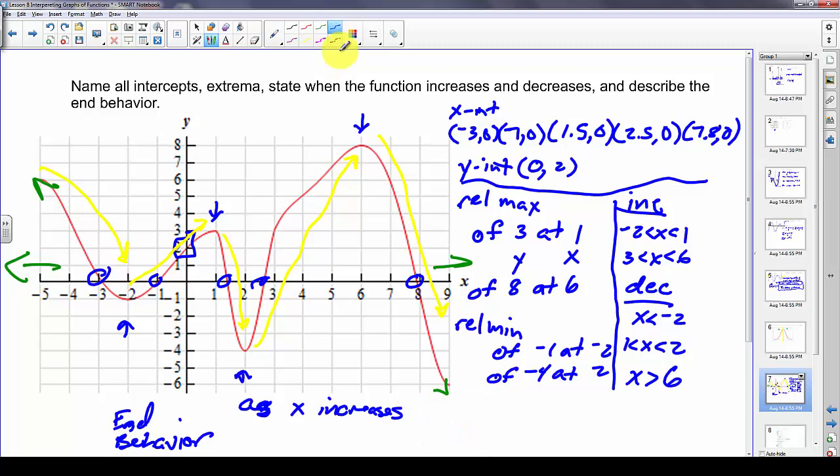So back to our end behavior. As x increases, it appears that y is going down. Y decreases. And as x decreases, again I'm talking about the left side of the graph, it appears that y is increasing. And thus I've described those four things.